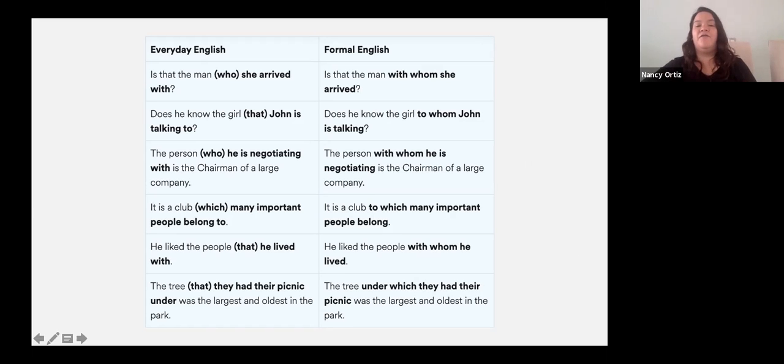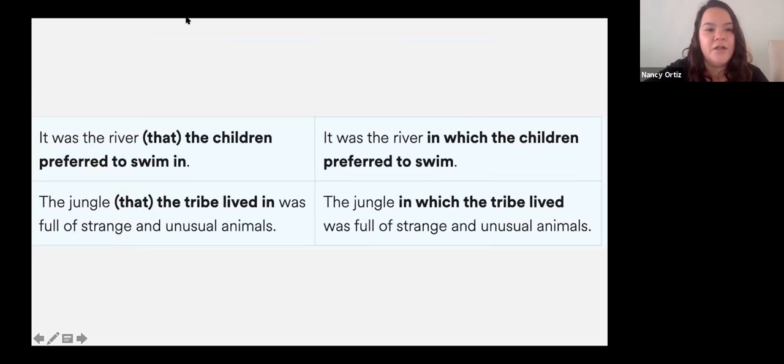Okay, so check the formal English. After all of these examples, we can see with whom, to whom, with whom, to which, under which, it always goes before. Two more examples. Daniel, informal English. Eric, formal English. And then Mildred, informal, and Constanza, formal.